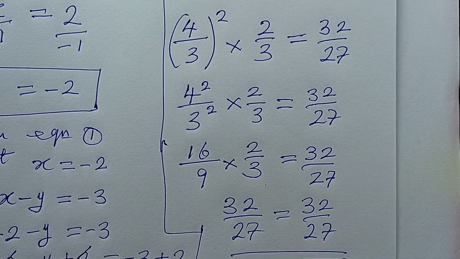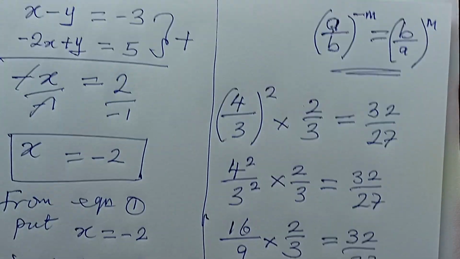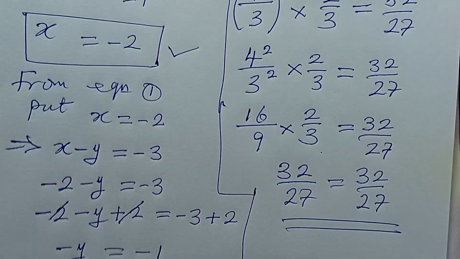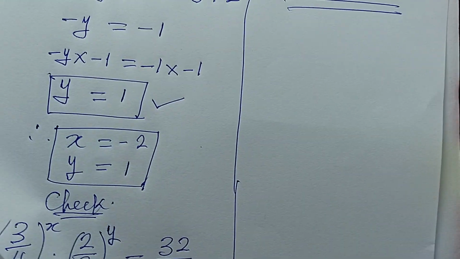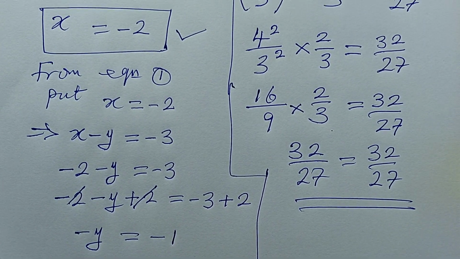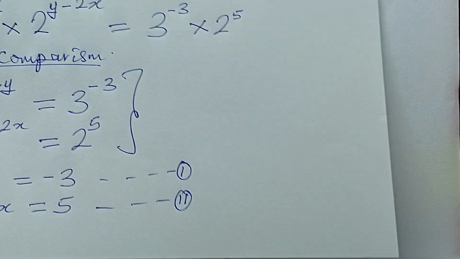This shows that the answers we solved for, x equal to minus 2 and y equal to 1, satisfy the original equation. So this is how you solve and verify a trickish math Olympiad junior equation.